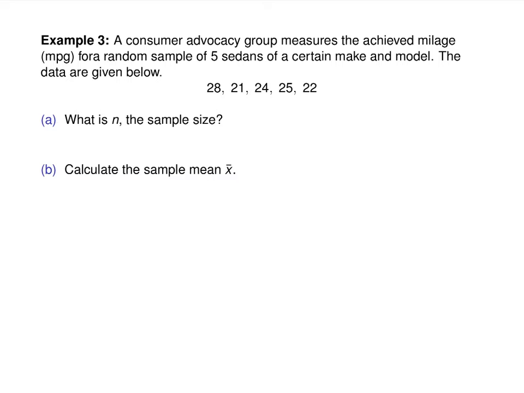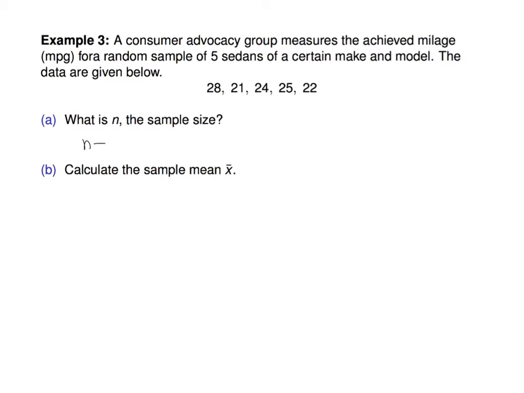All right. The consumer advocacy group measures the achieved mileage for a random sample of 5 sedans of a certain make and model. The data are given below. And they might be trying to assess, like, does this sedan get the actual gas mileage that it claims it gets, which you could test using a t-test, actually, or finding a confidence interval, now that you know how to do those things. So first of all, what is n, the sample size?